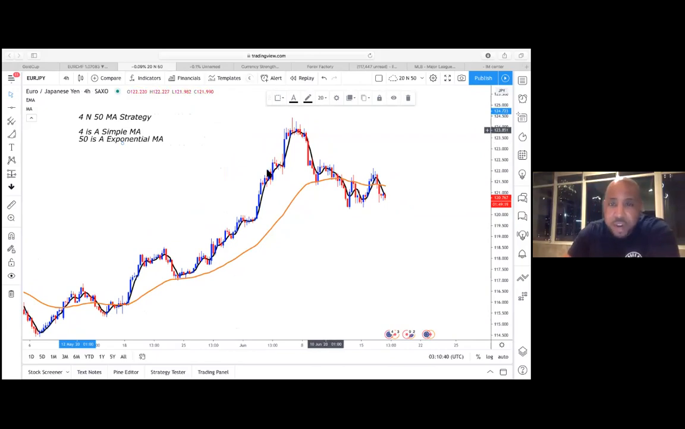Anytime the 4 moving average, which is the black one on my screen, crosses the 50 moving average on the way down, we're going to sell. Anytime the 4 moving average crosses the 50 on the way up, we're going to buy. So depending on the direction that the 4 crosses the 50, if it crosses up, we're going to get into the market for a buy. If it crosses down, we're going to get into the market for a sell. Does everybody understand that?